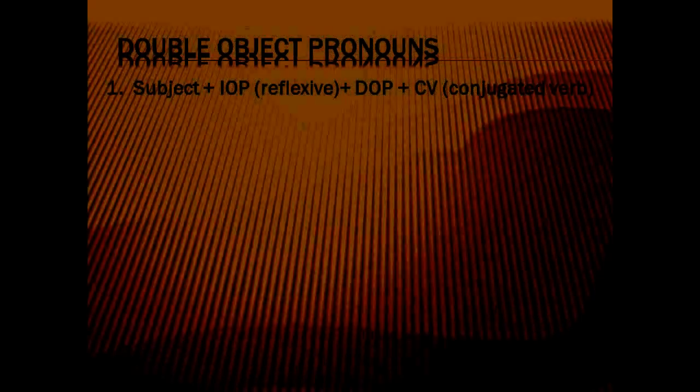Double object pronouns. Cómo se construyen una frase usando los pronombres. So how do you construct a sentence using both pronouns? Here are the formulas which you should write on your sheet. You have the subject of the sentence. You have the IOP, DOP, and conjugated verb. Or if you don't have an IOP, you might have a reflexive verb. The important thing is that people are more important than things. So the person goes first, then the direct object pronoun, then the conjugated verb.